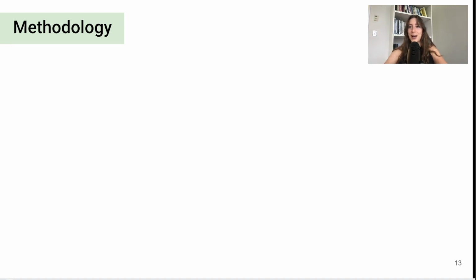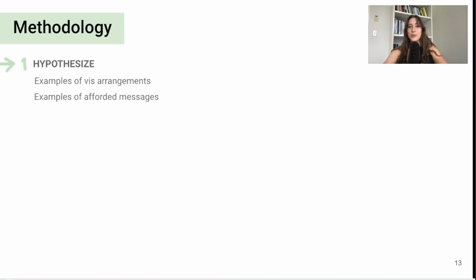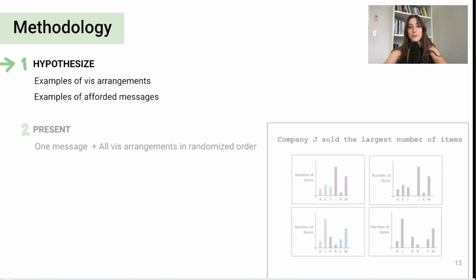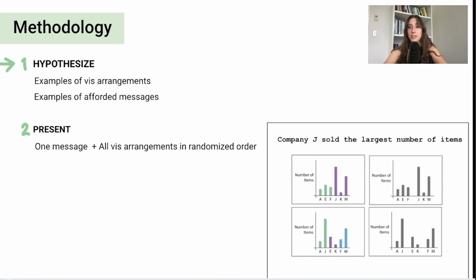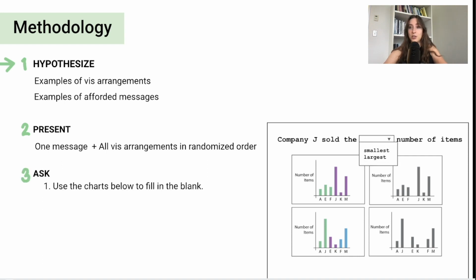Let me explain to you how our methodology works. So first, we have to feed it some hypotheses of visual arrangements and afforded messages. And again, these might come from the exploratory channels that I just explained in the previous slide. Next, we present one of these messages along with all the visual arrangements that we have hypotheses about in a randomized order. Then we replace a word within the message to make it into a very simple fill-in-the-blank.